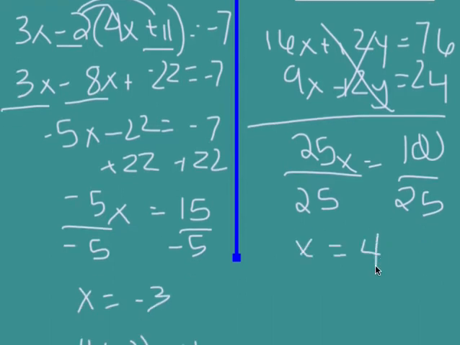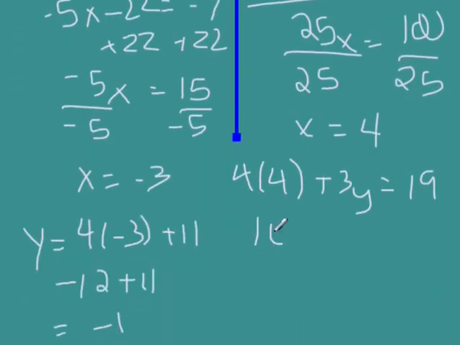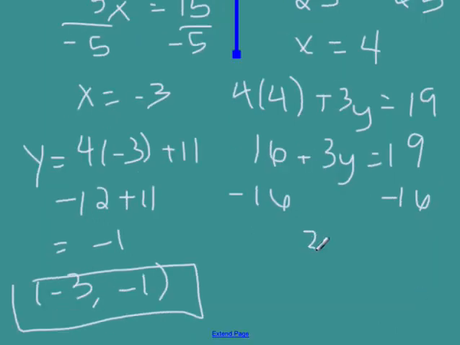So now I need to plug in x, and it doesn't matter which equation. I'm just going to pick the first one. So I'm going to substitute x out completely and put 4 in instead. And then I'm going to have 3y is equal to 19. So 4 times 4 is 16, plus 3y is equal to 19. So I'm going to subtract 16 from both sides, and I get that 3y is equal to 3. Divide both sides by 3, and I get that y is equal to 1.